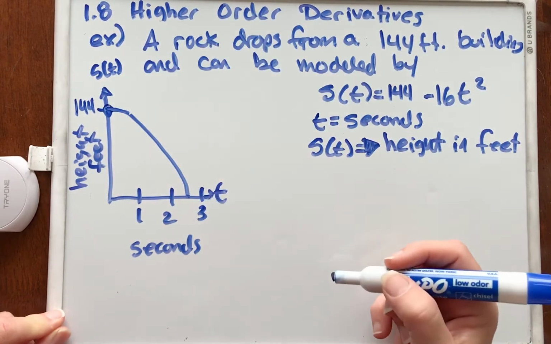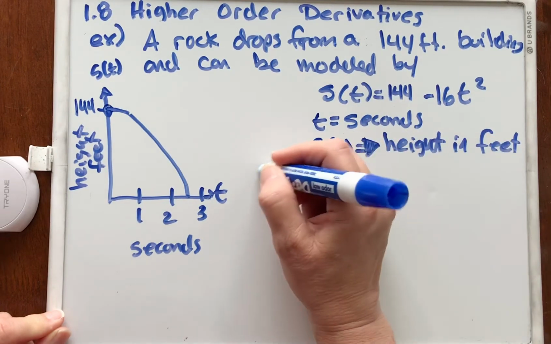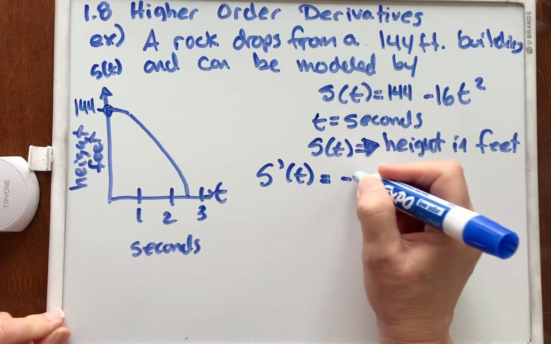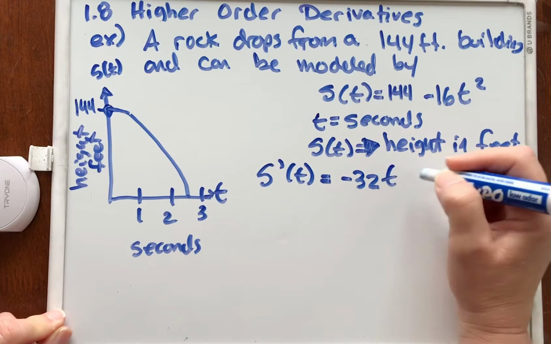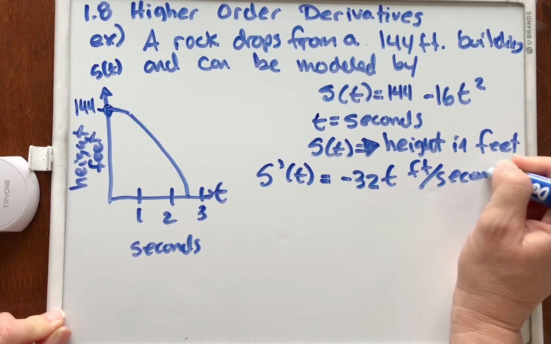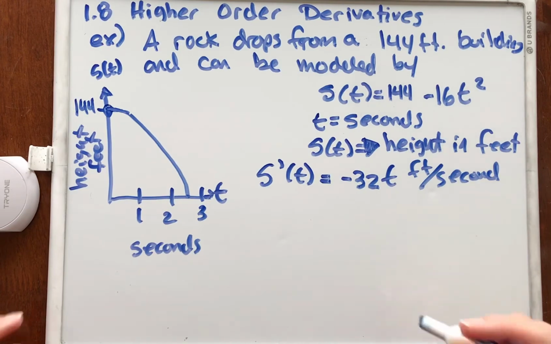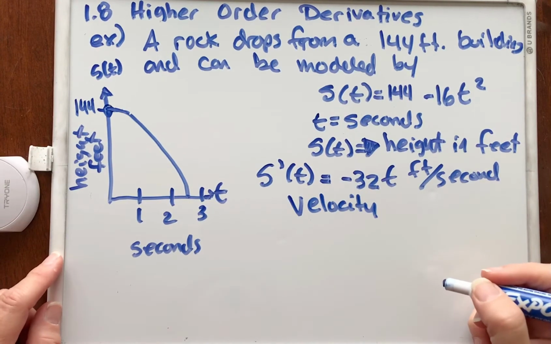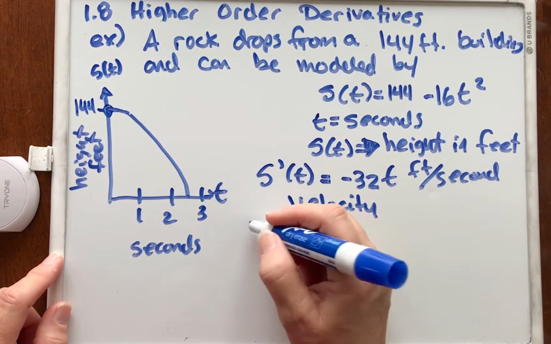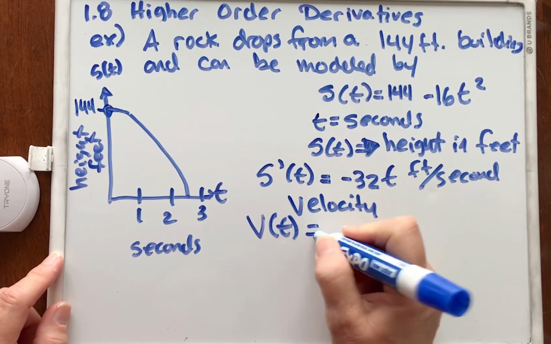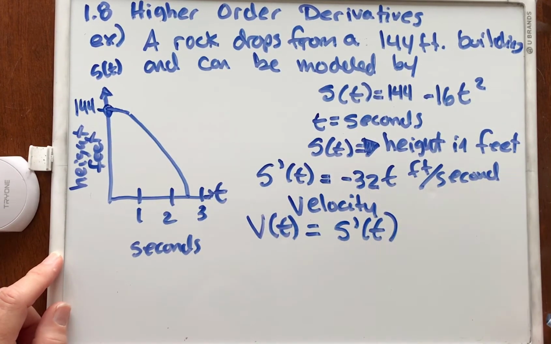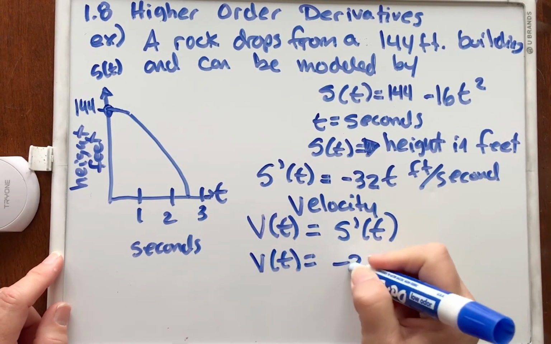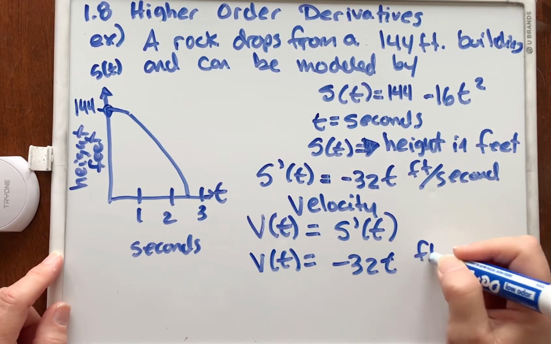What is the rate that it's falling? Well, we take the derivative, s prime of t, and that gives us negative 32t feet per second. Okay, we call this velocity, the rate at which it's falling. And v of t, which represents velocity, equals s prime of t. Okay, so we can finally say v of t is negative 32t feet per second.